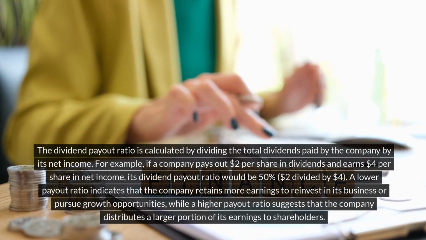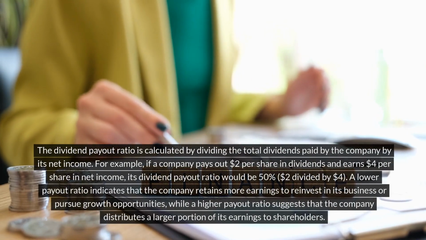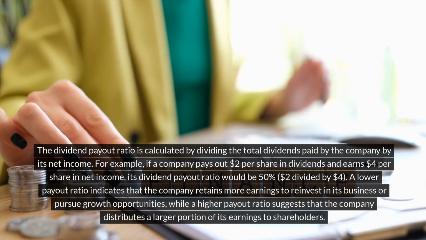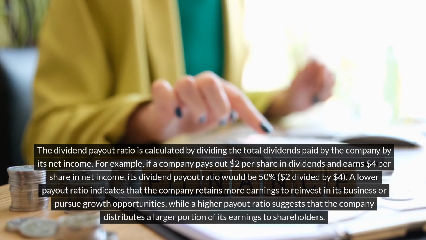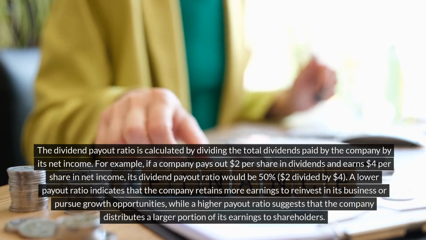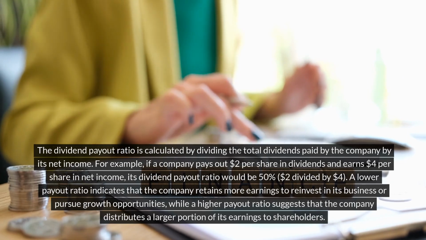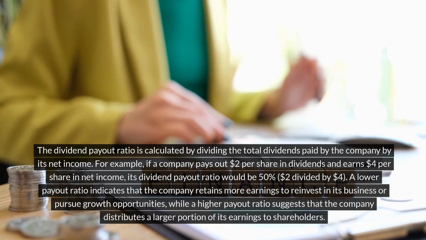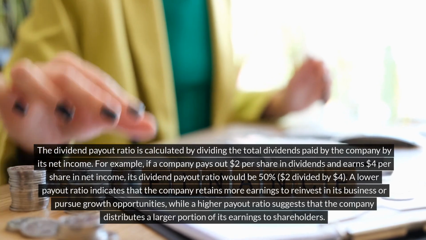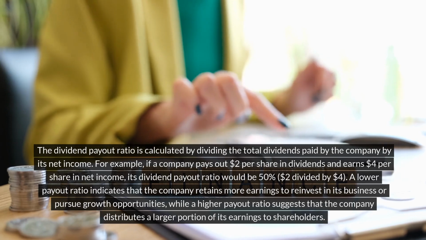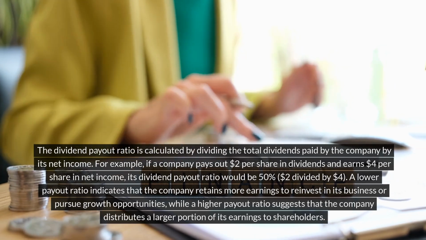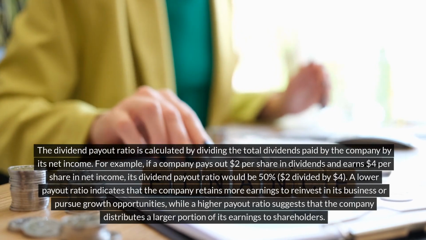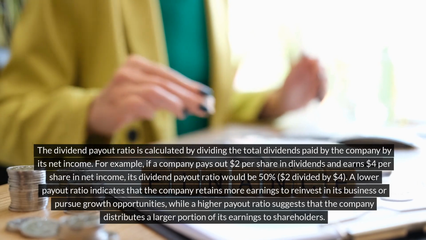The dividend payout ratio is calculated by dividing the total dividends paid by the company by its net income. For example, if a company pays out $2 per share in dividends and earns $4 per share in net income, its dividend payout ratio would be 50%, $2 divided by $4. A lower payout ratio indicates that the company retains more earnings to reinvest in its business or pursue growth opportunities, while a higher payout ratio suggests that the company distributes a larger portion of its earnings to shareholders.